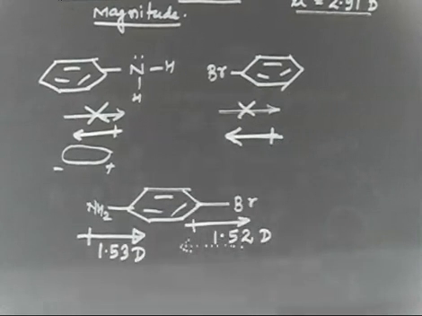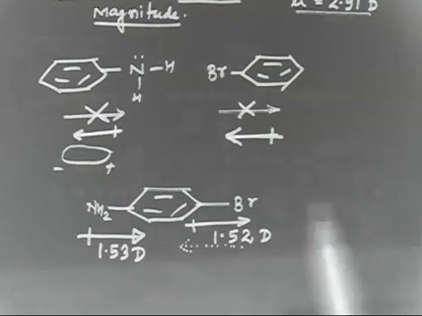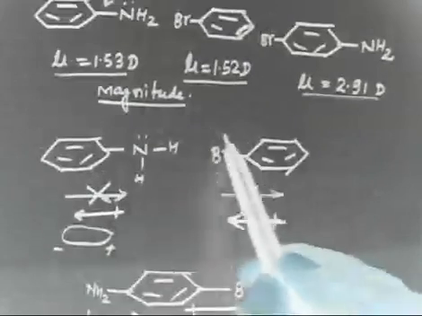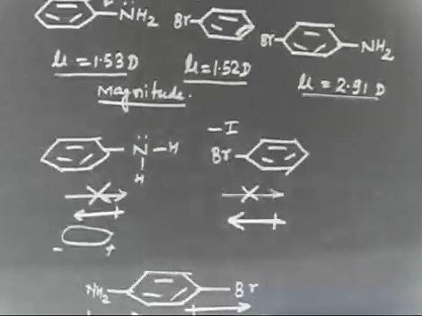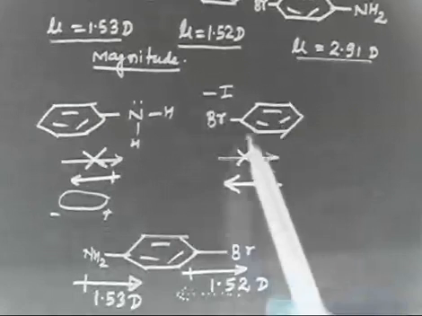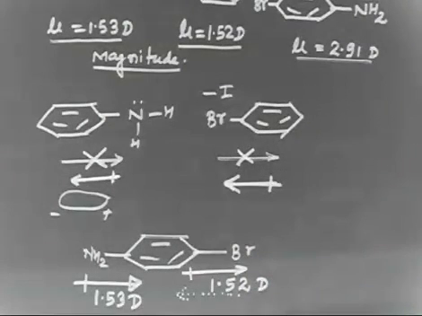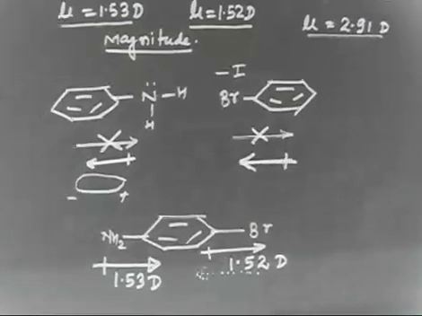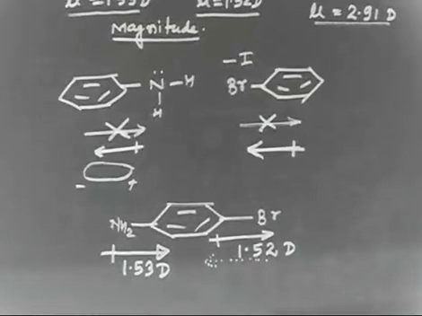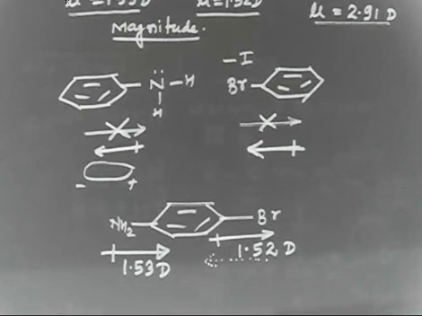So this is deactivating. For bromine, if I consider reactivity or dipole moment, I have to consider the minus I effect. If I consider the minus I effect, then only I can say these electrons from the ring are coming towards the bromine side. So this is a pretty good problem. Let us copy this one and then we'll discuss again.